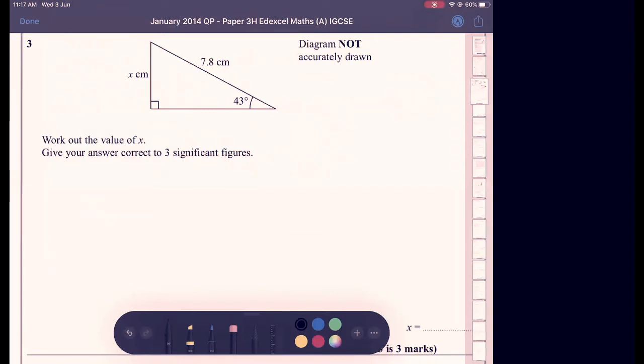So isn't it 7.8 times cos 43? So this is a right angle triangle, and we need to find the value of x. With respect to this 43 degree, x is the opposite side, so you can take sine. So sine 43 is equal to opposite side divided by hypotenuse. Hypotenuse means the side which is opposite to 90 degree.